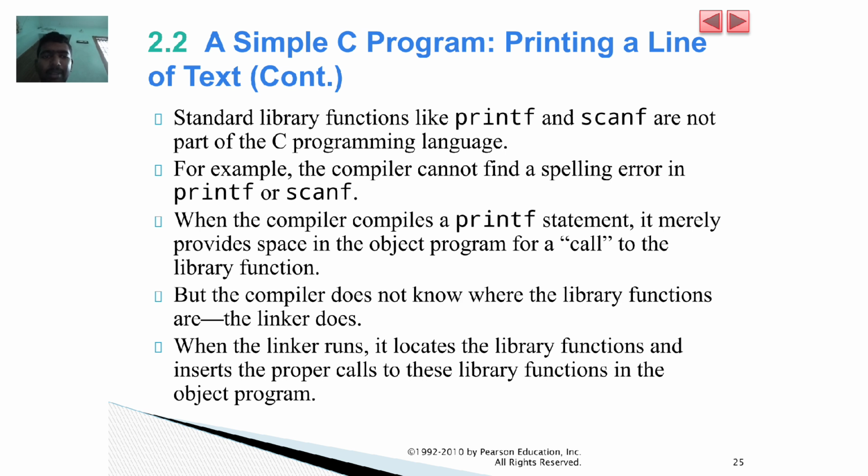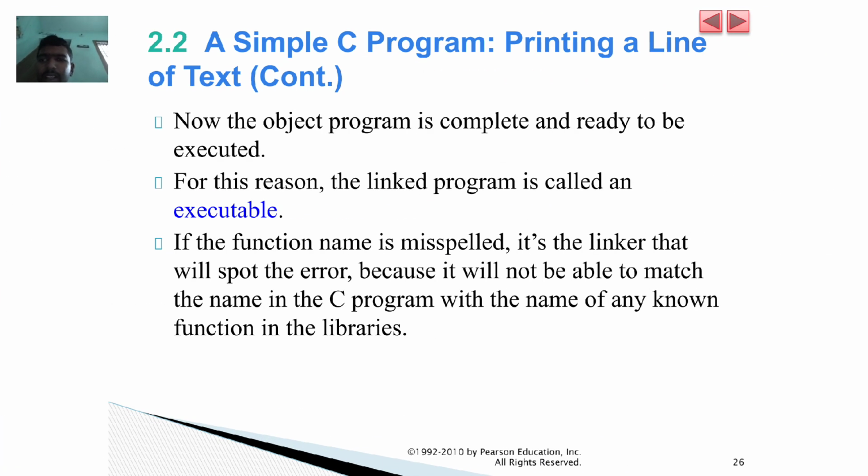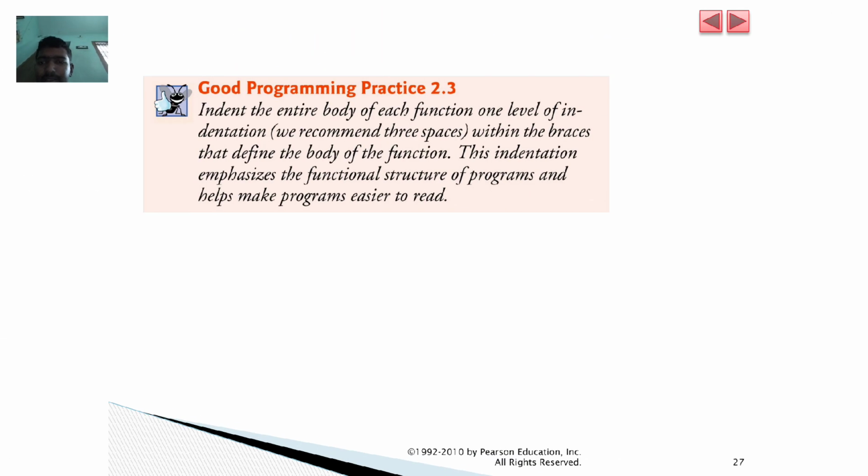Standard library functions like printf and scanf are not part of the C programming language. For example, the compiler cannot detect an error in a misspelled printf or scanf. If the compiler compiles a printf statement, it merely provides space in the object code and a call to the library function. The library functions are automatically linked by the compiler into the object code. You have to save the files with .c. Now the object code is compiled, ready to execute. In the C language we are using the GCC compiler.